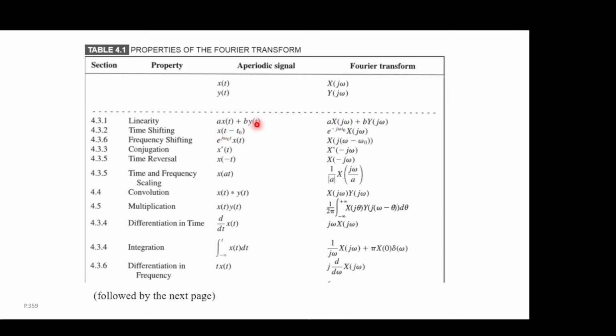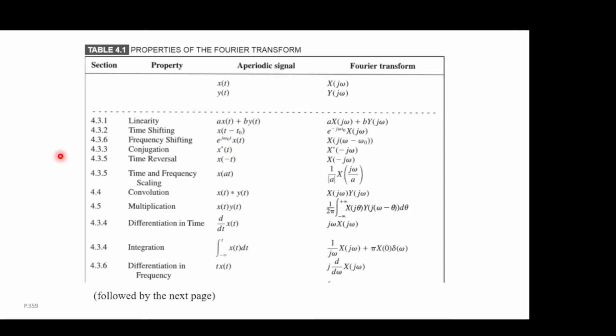And we have the time shifting property, where x of t becomes x of t minus t naught. Then that corresponds to a factor e to the minus j omega t naught in your frequency domain. And then we have this frequency shifting property. We just gave another proof where your X of j omega becomes X of j omega minus omega naught. Then you will get a factor e to the j omega naught t in your time domain.